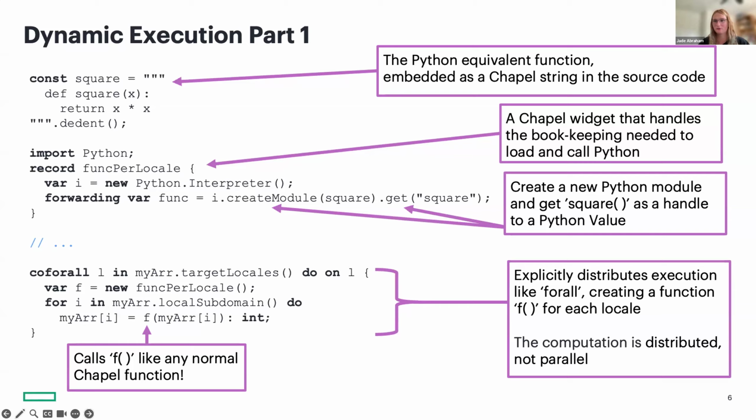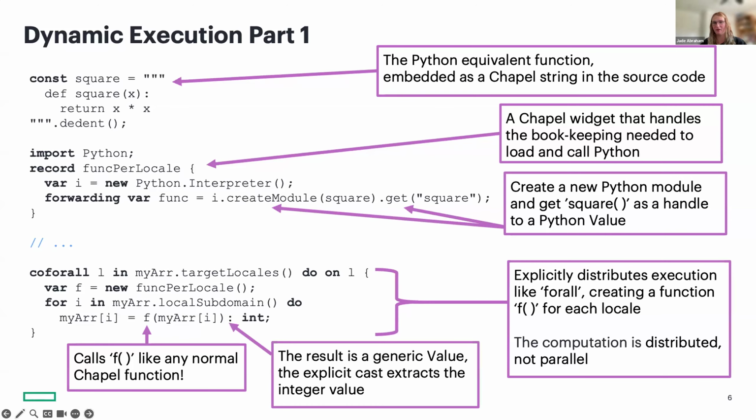But now we can tweak the Python code. The one extra thing here is we get back a Python value, so we need to explicitly say, I want a Chapel value. Give me the integer and cast it back out. So that's great, but I still can't change this at runtime. We're using Python, but I can't change it.